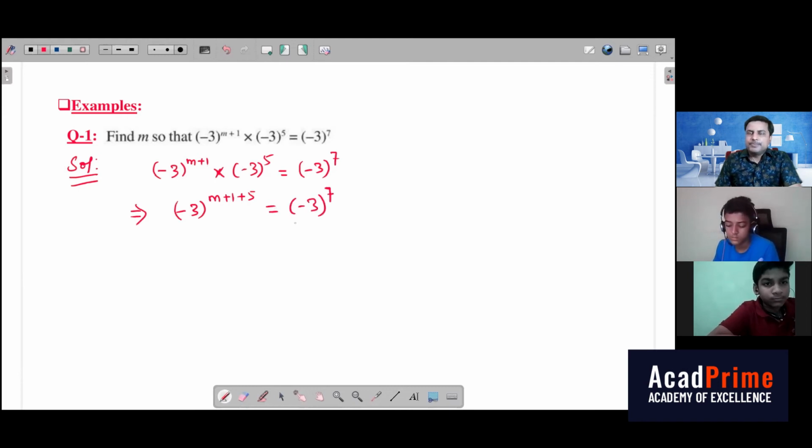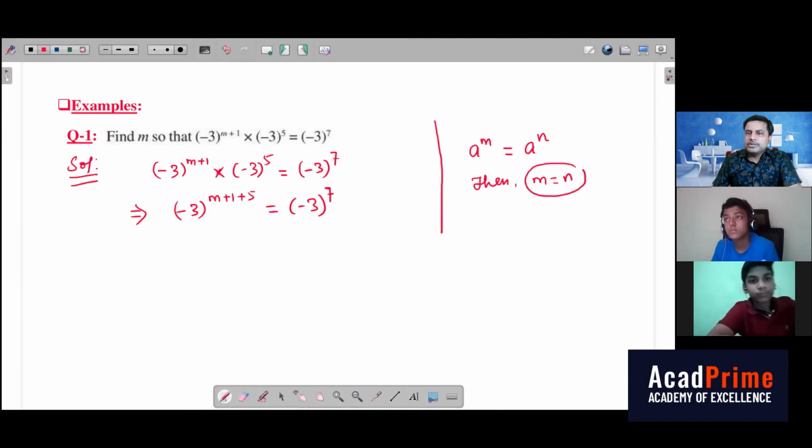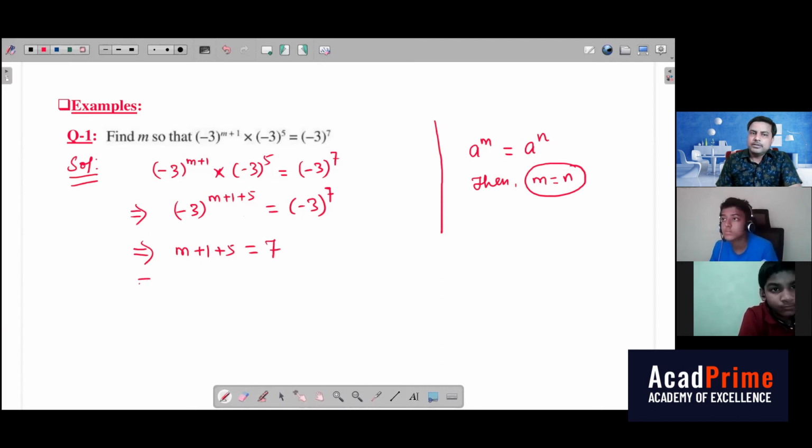Just write down one more law here. That means if a raised to the power m equals a raised to the power n, in that situation we will be having m equals to n. We are saying that on the left hand side of the equals to, its base is minus 3, and on the right hand side it is also minus 3 as the base. If the bases are same, then its powers will be equal. This means we can have m plus 1 plus 5 equals to 7, so m plus 6 should be equals to 7.